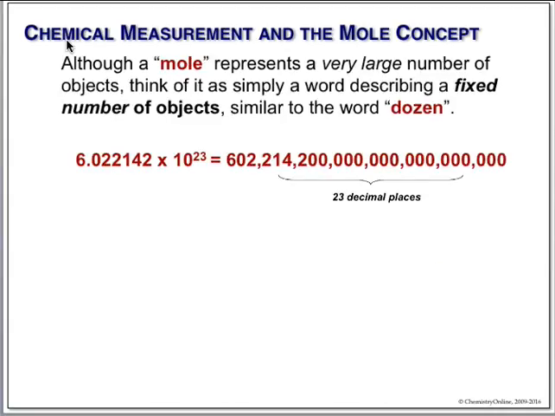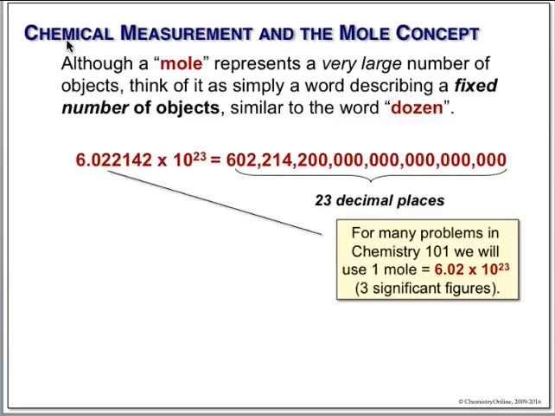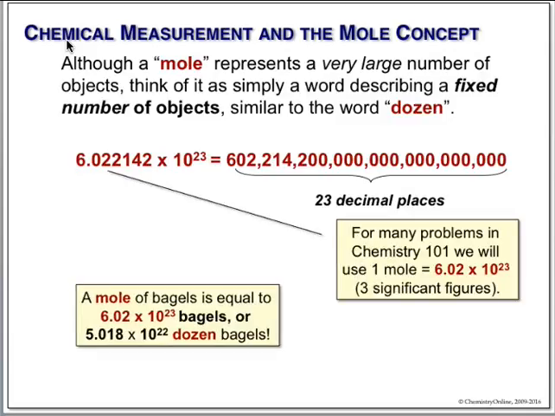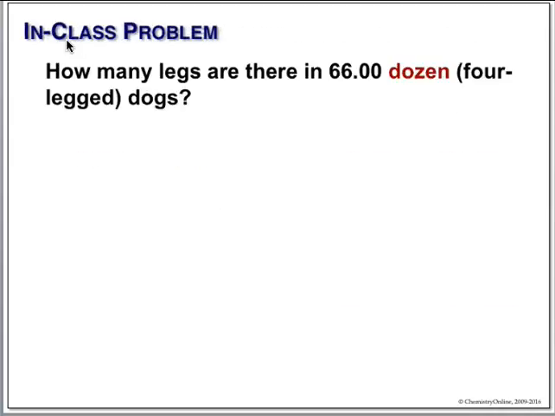Another way to look at it, think of a mole as just a very large number, but it's no different than the word dozen. Okay, a dozen has 12. We're all familiar with a dozen, 12 things. A mole simply has 6.02 times 10 to the 23rd things. You can have a mole of atoms, a mole of a compound, a mole of pigs, a mole of chickens, whatever. 6.02 times 10 to the 23rd things. So let's do a couple silly problems here first. Let's say we had 66 dozen four-legged dogs.